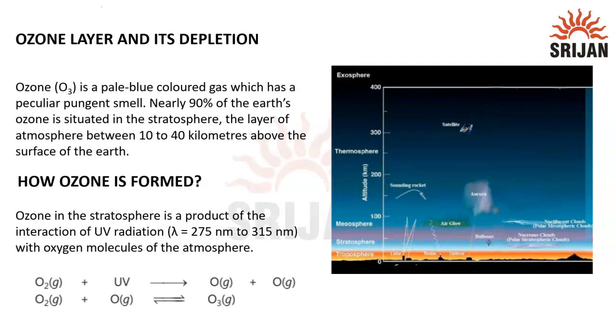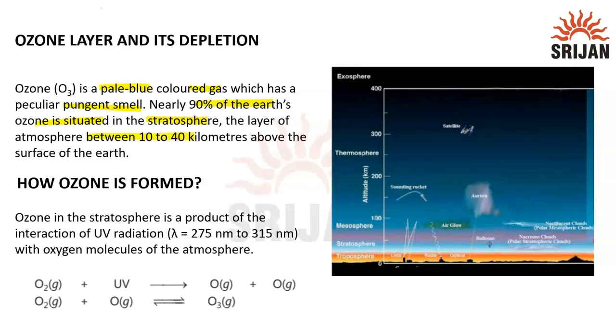In this video, we will learn about ozone layer and its depletion. Ozone, whose formula is O3, is a pale blue colored gas which has a peculiar pungent smell. Nearly 90% of the Earth's ozone is situated in the stratosphere, the layer of atmosphere between 10 to 40 kilometers above the surface of Earth.